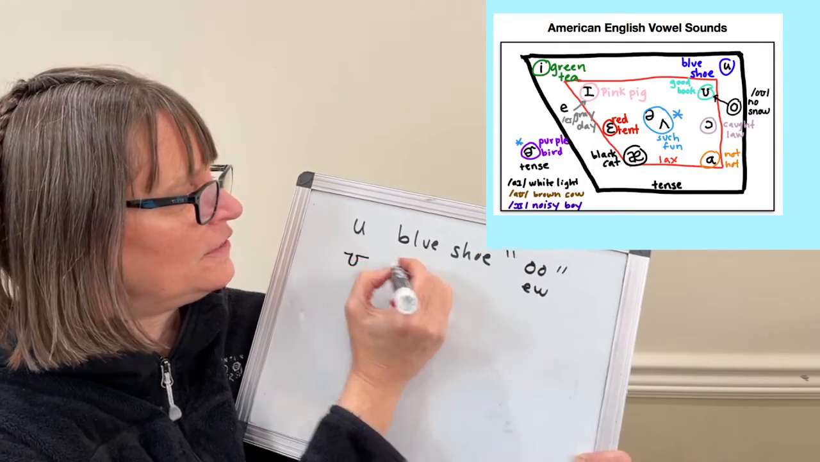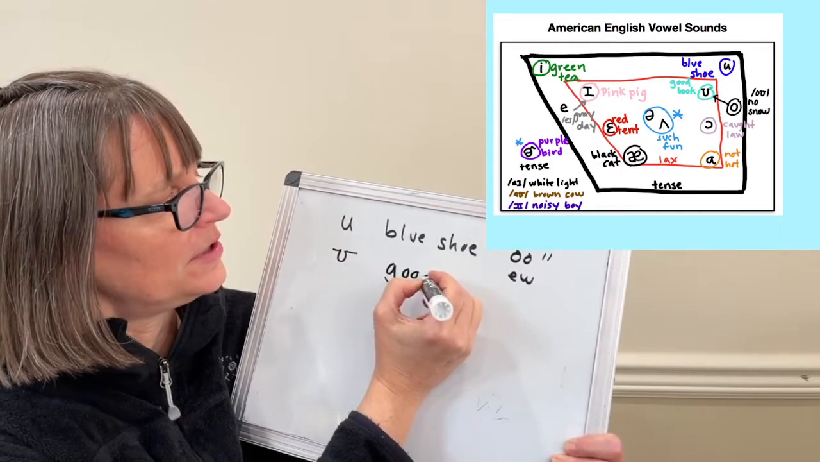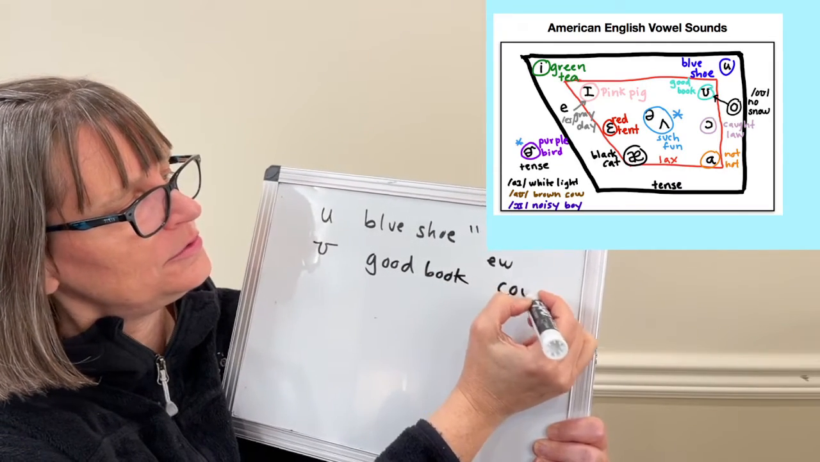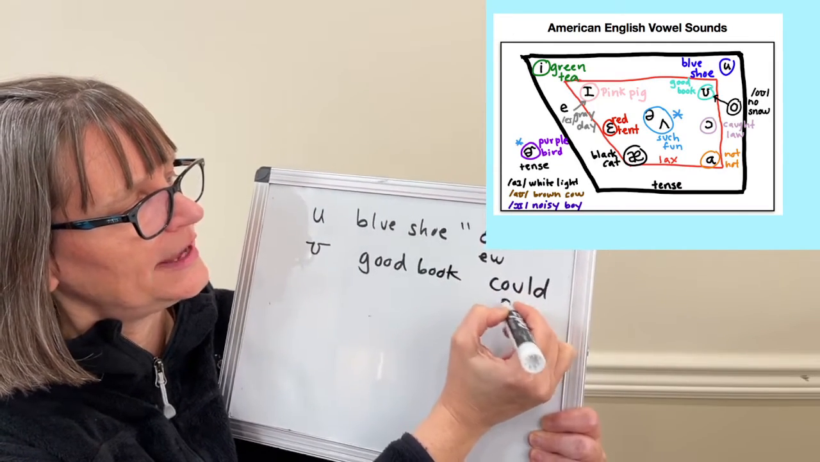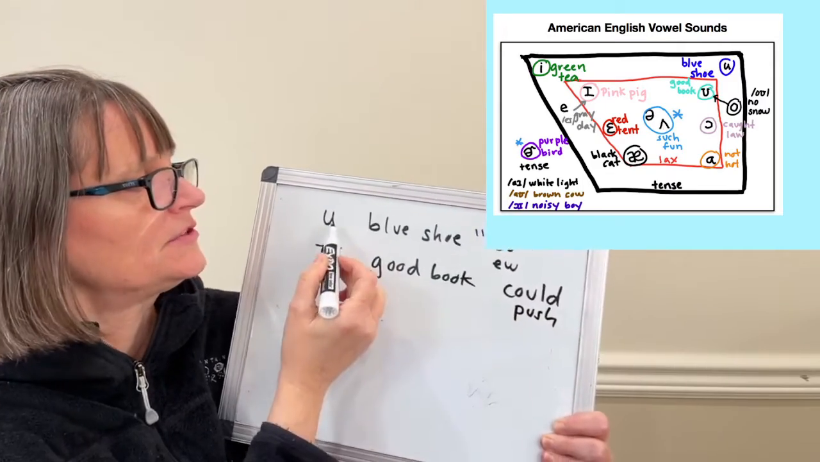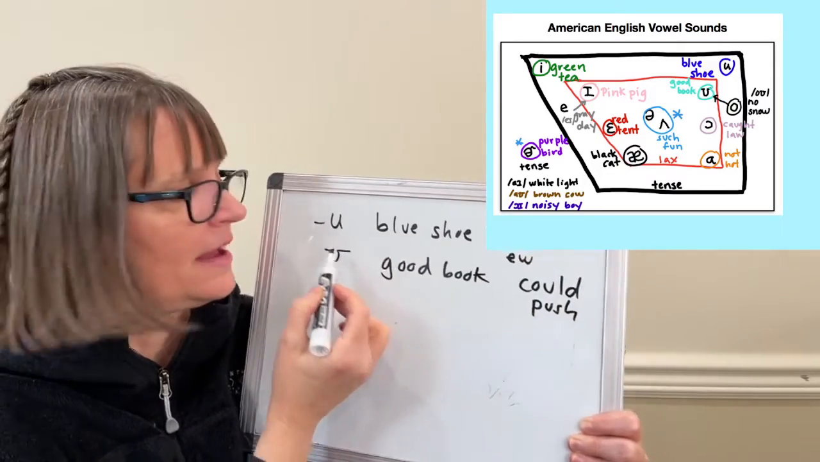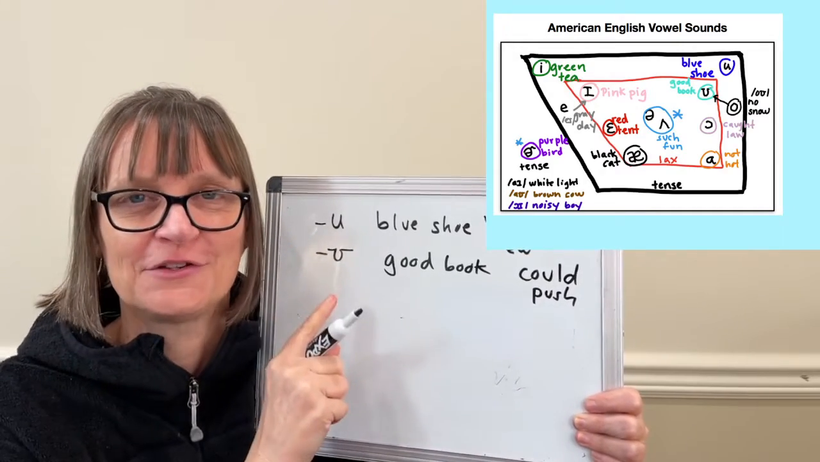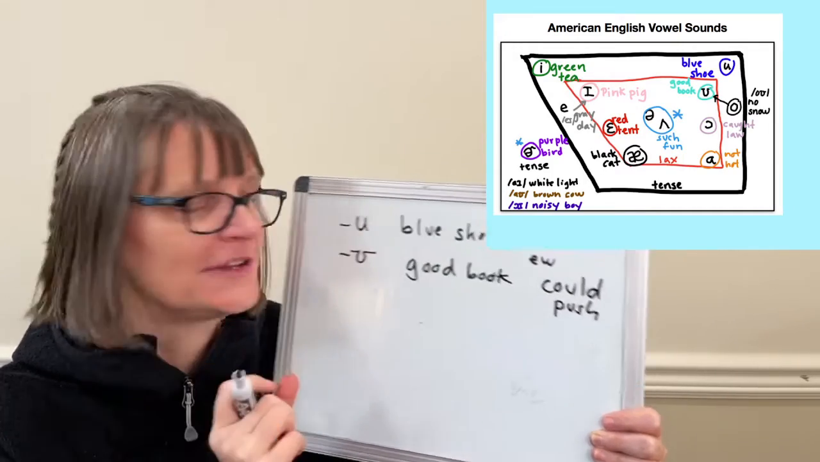So our vowel, I call that one good book. We also spell it with OU, like in could, and U like in push. So this one is tense, and this one is lax. And again, you can learn more about that in my videos for each of these and my contrast videos for those.